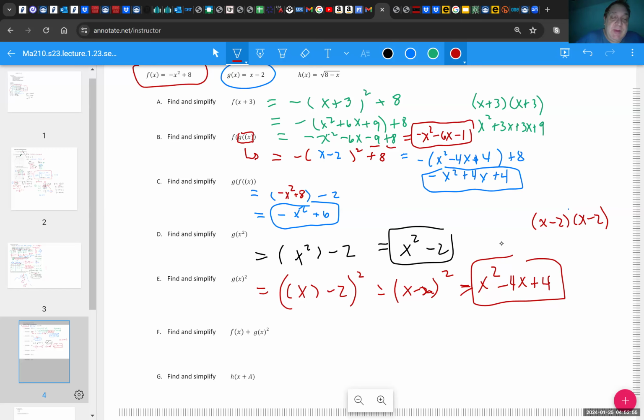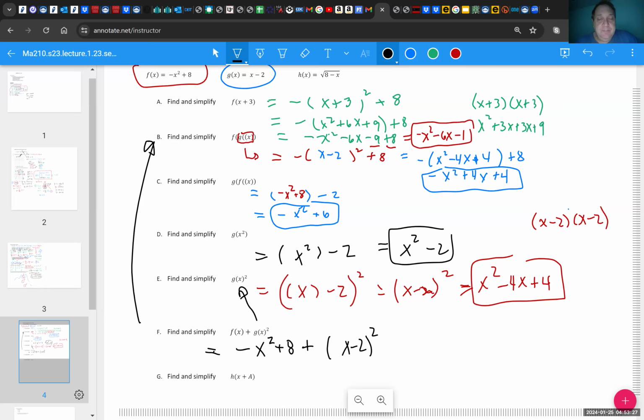All right, a couple more problems. We have f of x plus g of x squared. So f of x, that rule is up here. Remember, f of x is up there. f of x equals negative x squared plus 8. And then there's a plus, and then g of x squared, well, we just did that one. That was the x minus 2 squared thing, right? That was literally the same answer from part E. So as long as we combine these things together, we will have the answer to expression F.